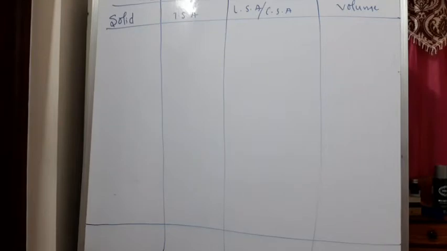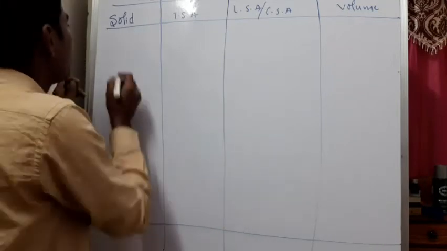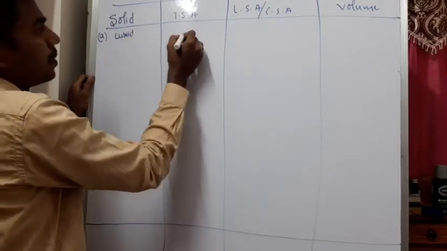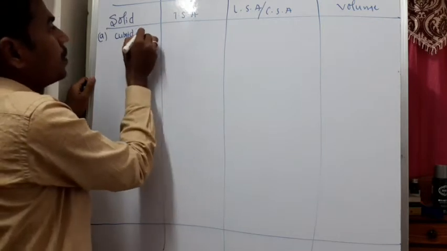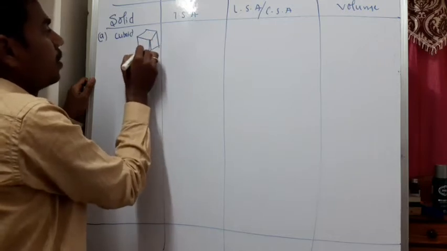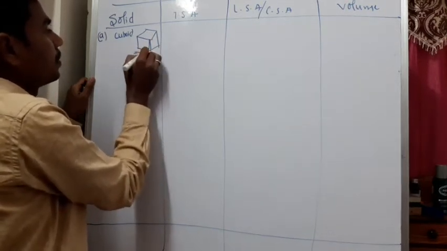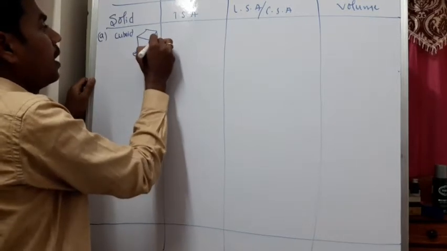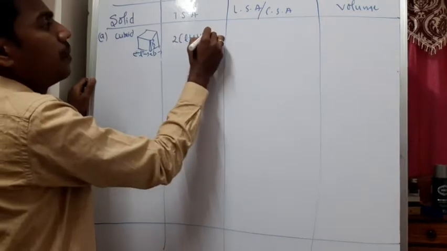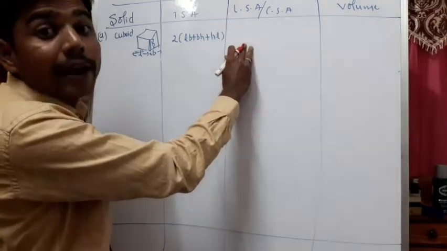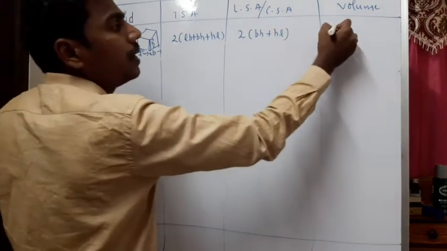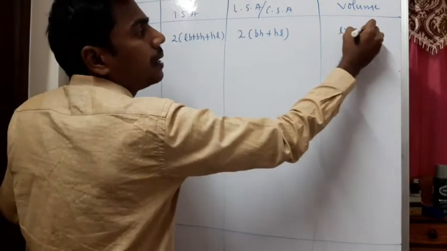Now we will consolidate all the formulae into this particular table. We'll start with cuboid. I'll draw a rough diagram for your understanding: length, breadth and height. Total surface area is 2 into (LB plus BH plus HL), and lateral surface area will be 2 into (BH plus HL). The volume will be L into B into H.